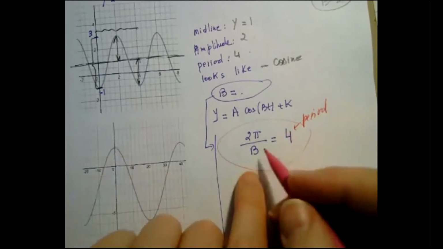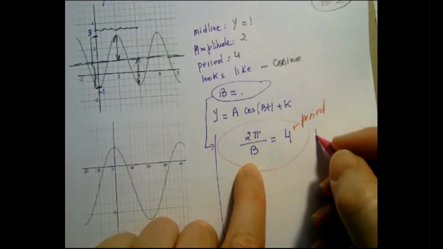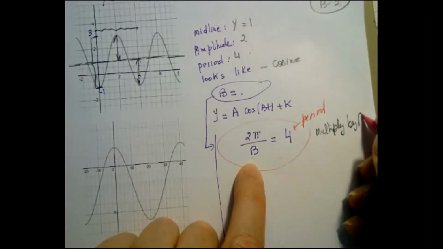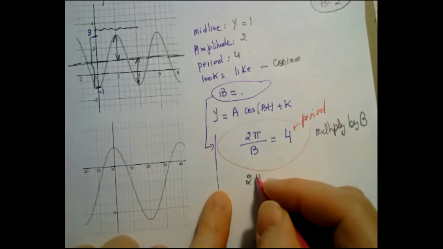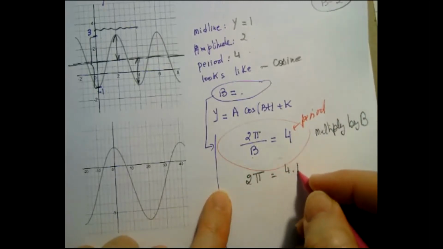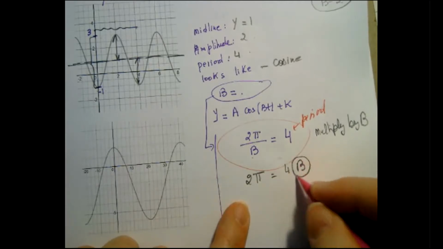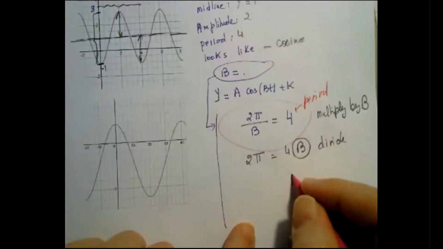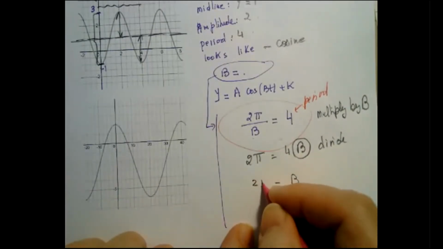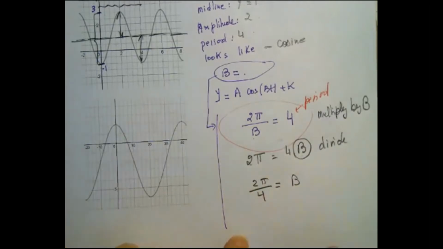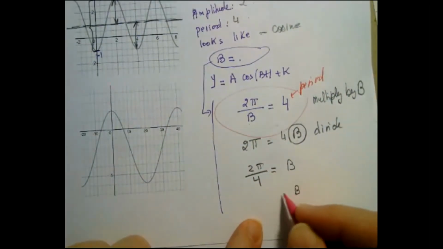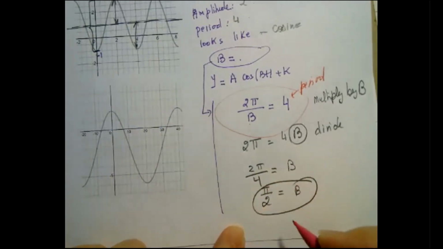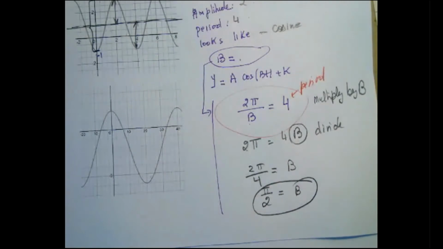Now I need to solve for B. To solve for B, I multiply both sides by B to isolate it. So it's going to be 2 pi equal 4 times B. Now to solve for B, divide by 4. And that will give me B equal 2 pi over 4. It means B equal pi over 2. So don't be afraid of having a pi for B. Actually, those scenarios will come up tremendously.